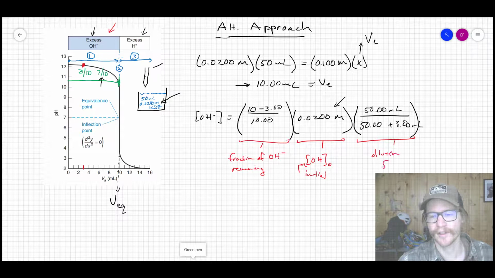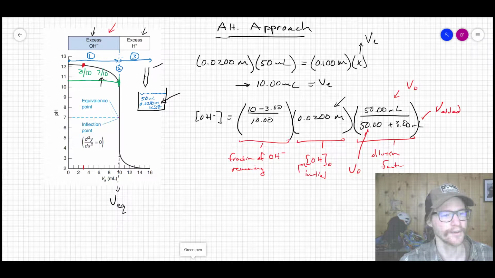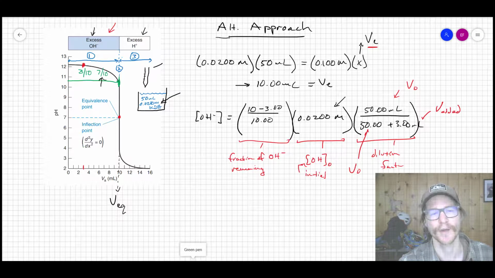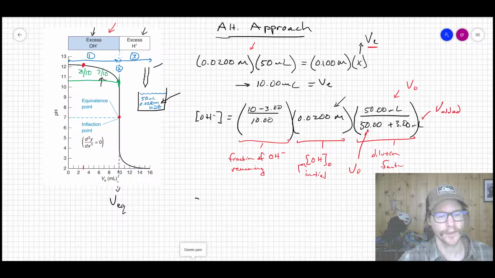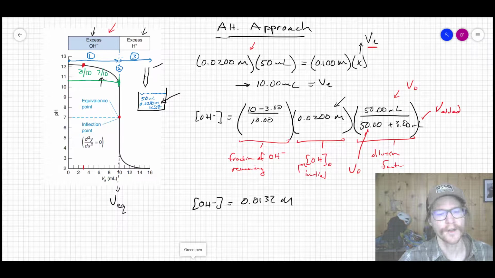So I'll just put this as the dilution factor. This here is volume initial, V naught, and then this is volume added. So this is the intuitive way to do this, as long as you have a general idea of where your inflection is, which is easy to do simply by computing. You could do it with M1V1, or you could do this dimensionally and write it out as 1 mole of hydroxide required to react with 1 mole of H+. That gives you the same result. So if you compute this, this gives you a hydroxide concentration of 0.0132 molar.